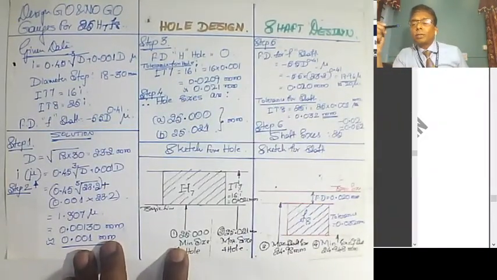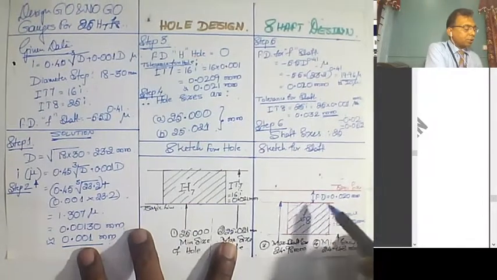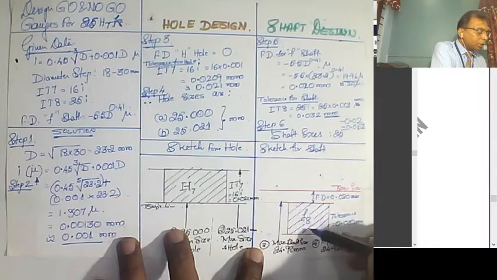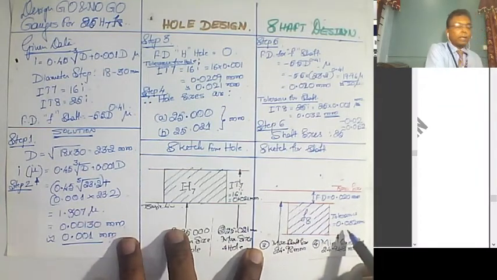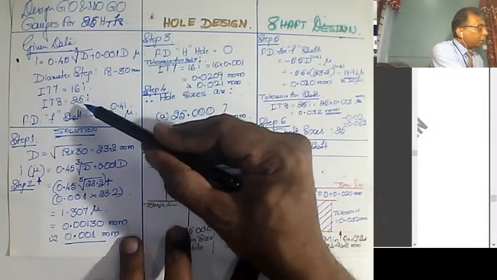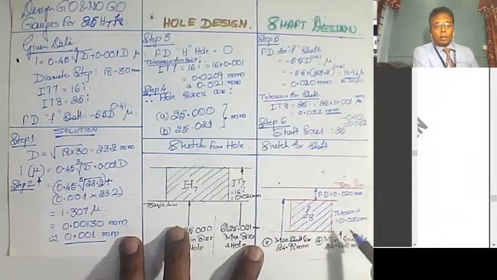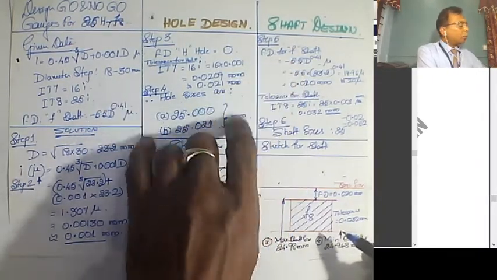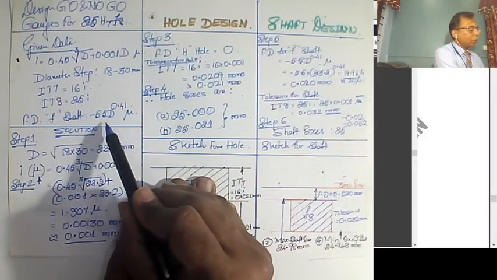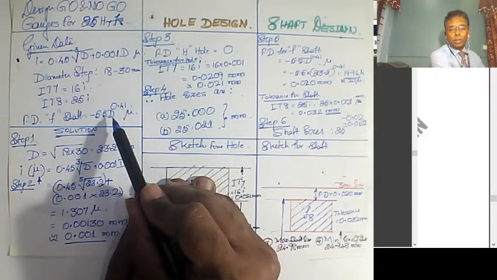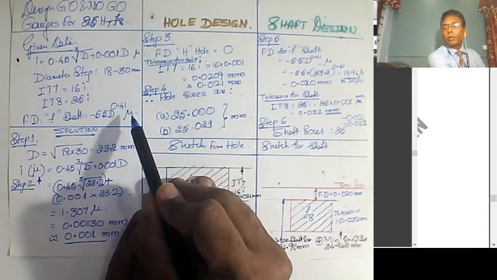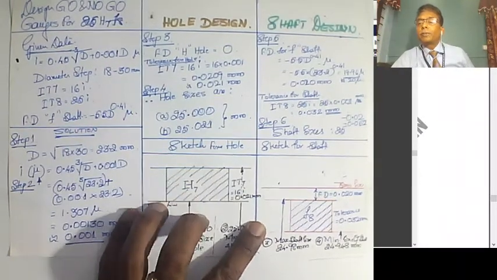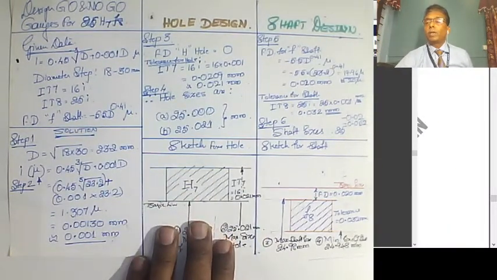Next, shaft design, fundamental deviation for the F shaft. First, let us draw the sketch. This is the basic size, 25.000, and then here comes the shaft, which is F8, where 8 represents the IT grade. IT8 represents 25i. Fundamental deviation for the F shaft is -5.5 D to the power 0.41. It is given already, -5.5, where D you need to substitute in terms of millimeters, and the answer you get is in terms of microns.